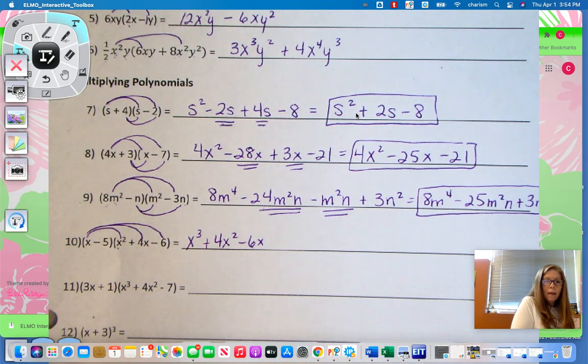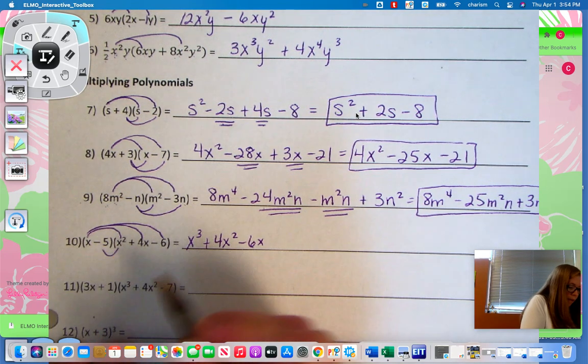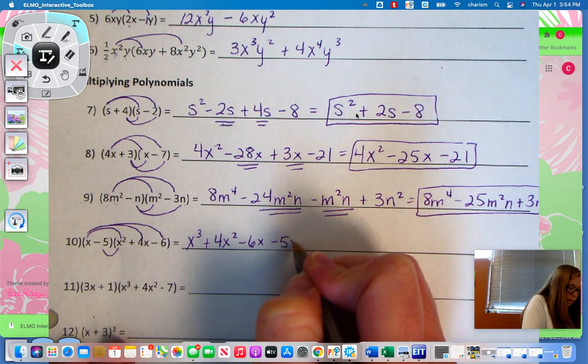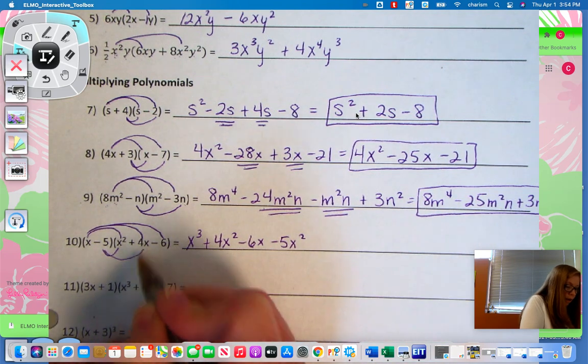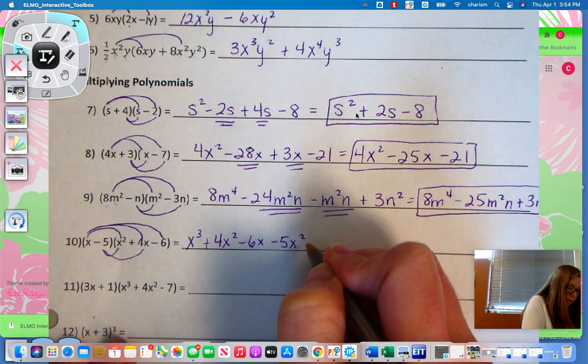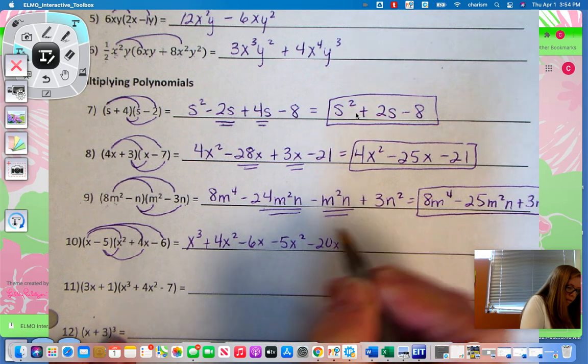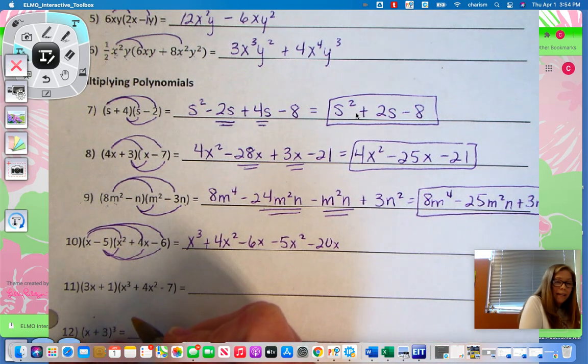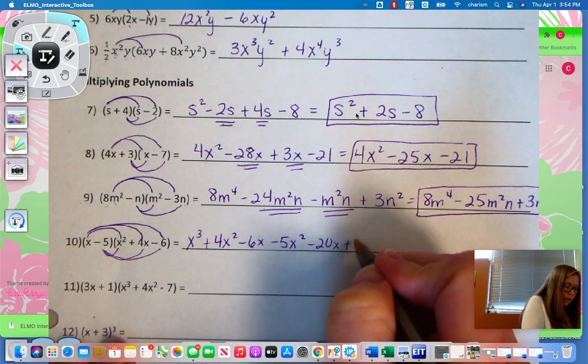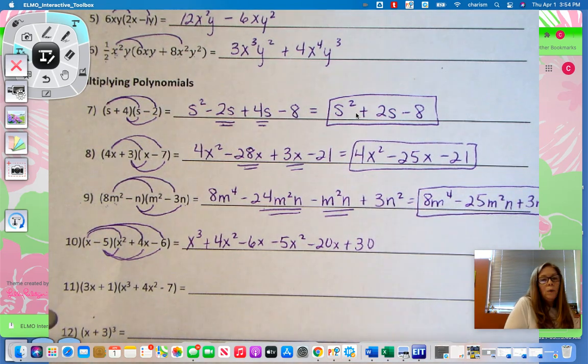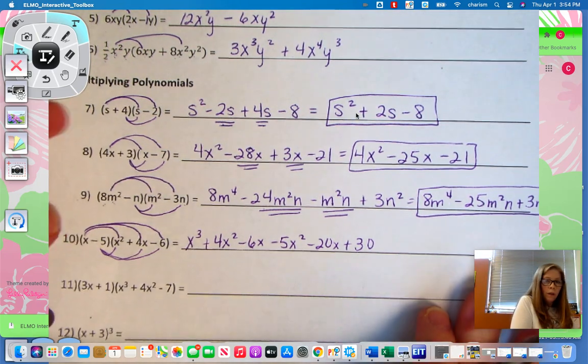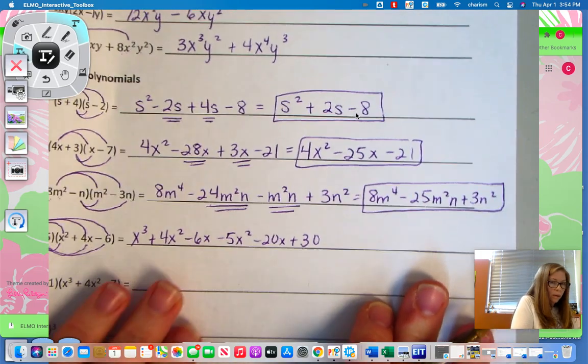3 terms. Then do the same thing with the negative 5. Negative 5 times x squared. Negative 5 times 4x. And negative 5 times negative 6, double negative, positive 30. Now you're going to notice we have a lot of like terms. We got more than we had before because we had more things that we were multiplying. So be careful as you go to put these together.